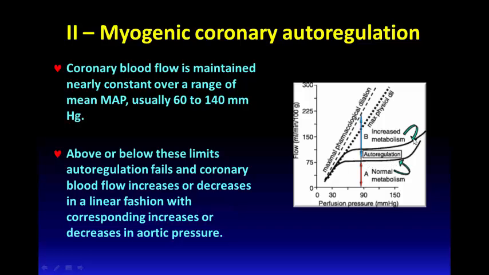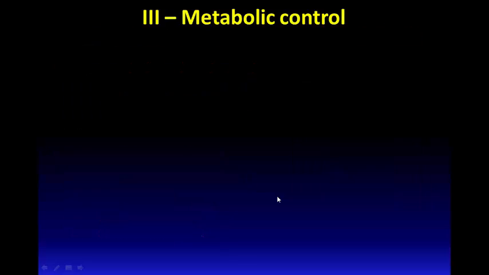This is the autoregulatory curve with increased metabolism. So coronary blood flow increases but still is maintained nearly constant over a range of mean aortic pressure of 60 to 140 millimeters of mercury.